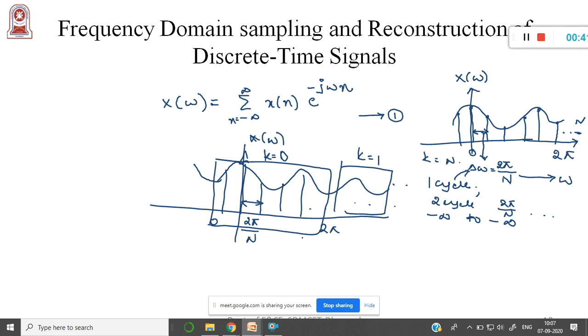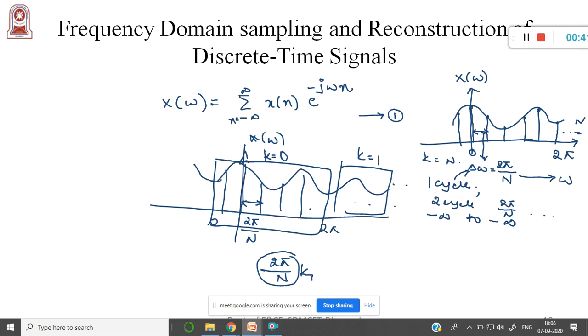Of such there are n cycles, so therefore 2 pi by n of such. How many samples am I collecting from minus infinity to plus infinity? k number of samples I will be collecting, right?